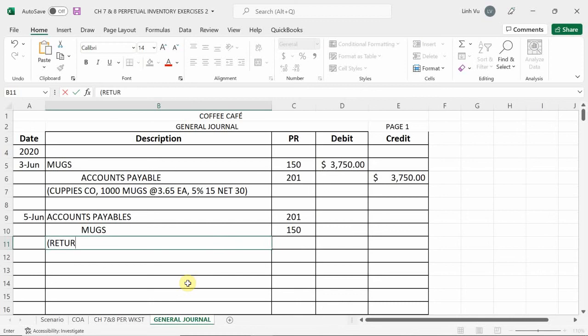Now in this case, we are returning 50 broken mugs for a full refund. Okay? At what cost? Not $375. $375 includes freight, right? Can you return freight? $365 a piece. Okay.